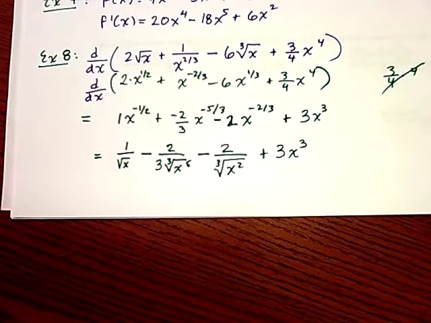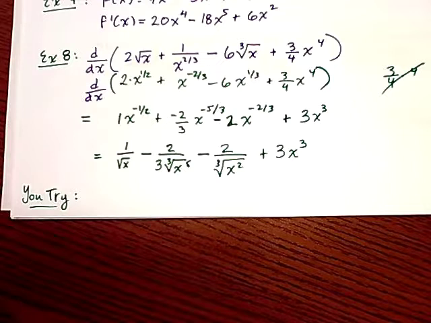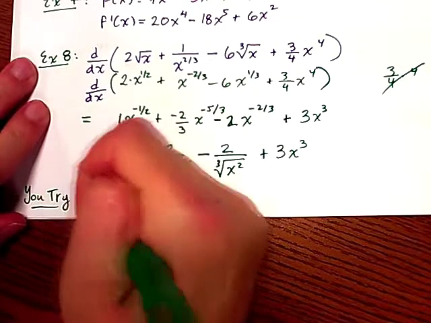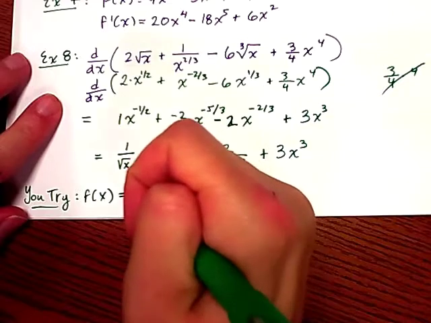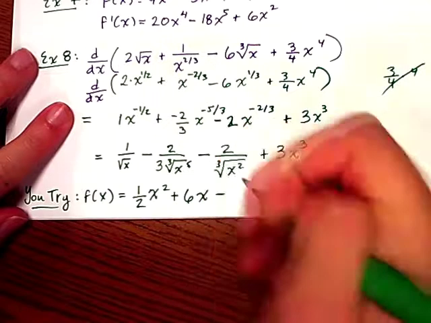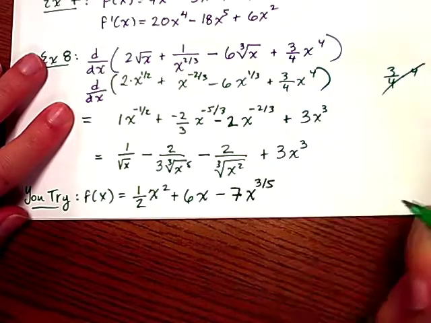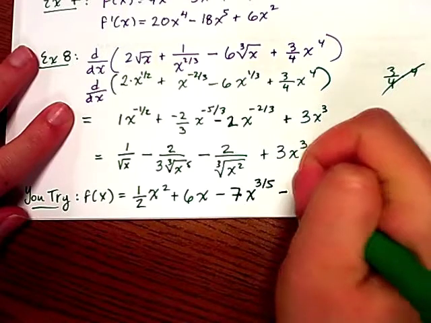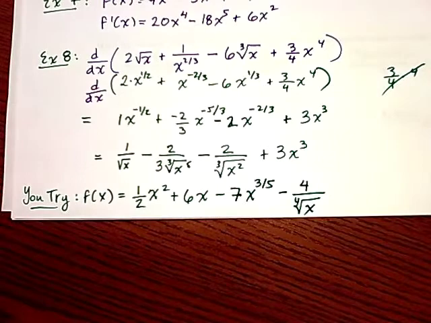So to close out the video, I'm just going to give you one last u-try problem. If f of x equals 1/2 x squared plus 6x minus 7x to the 3/5 minus 4 over the 4th root of x. Okay, so give that a shot. Be careful. Think about what rules you're following, and you'll be practicing this in class on Monday.